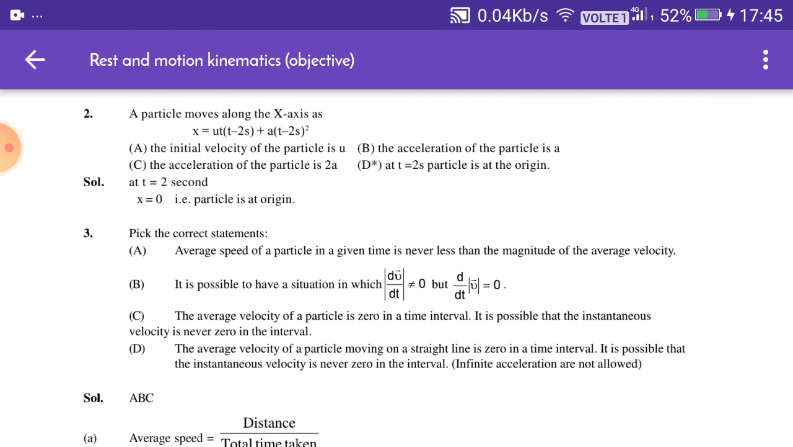There is a particle which is moving along the x-axis. X is equal to t minus 2 squared. So according to this, you see that at time t equal to 2 seconds, x will be equal to 0. That means the particle is at the origin. Next one.